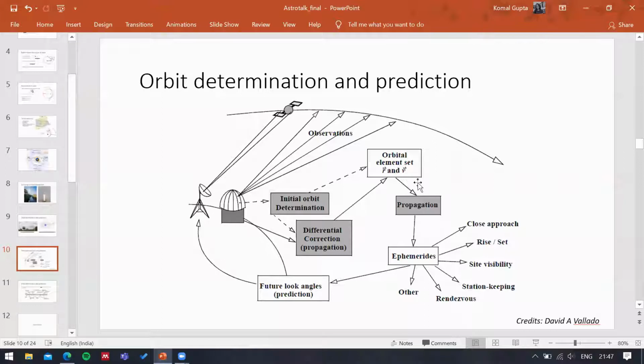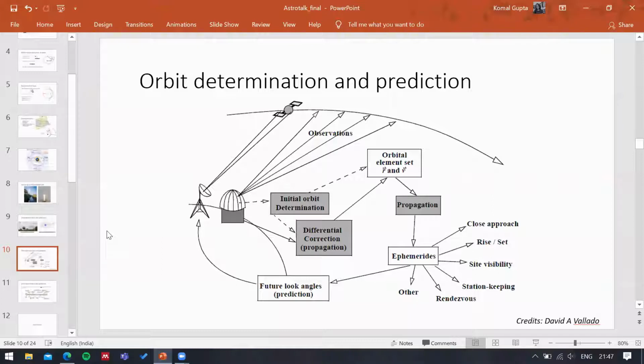And then these values are propagated in time. That generates an ephemeris, which is used for everything from close approach analysis, to rise and set times, to station keeping maneuvers, and it's used for multiple reasons in different space missions. And this ephemeris also tells you where to look for the same object if you want to find it sometime in the future. And that's how it's done.